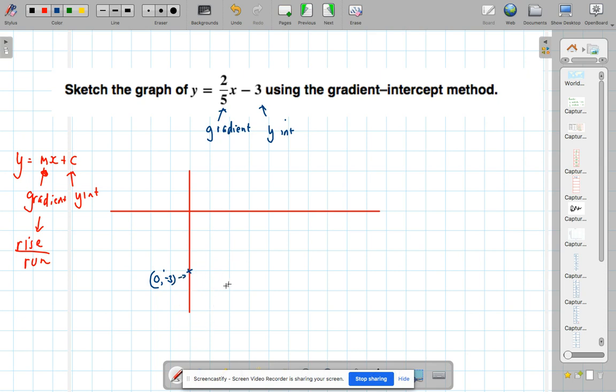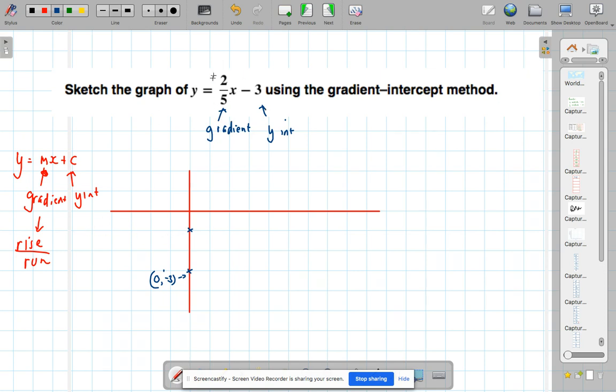Now, to draw a straight line, of course, I need 2 points. How do I find the other point? Well, I know the gradient of this graph is 2/5. So its rise will be 2, rise over run. So I go up 2 places to there, and my run is 5 places. Now the question is, do I go 5 in the positive direction or 5 in the negative direction?